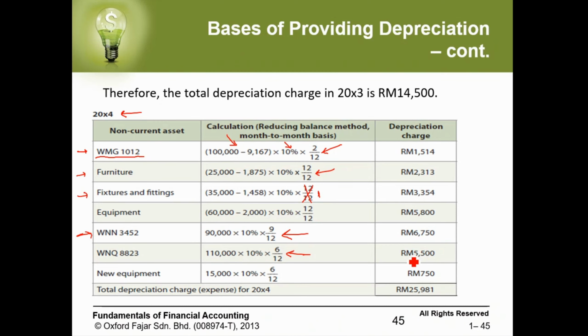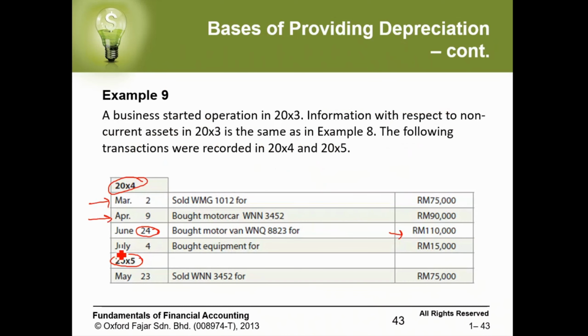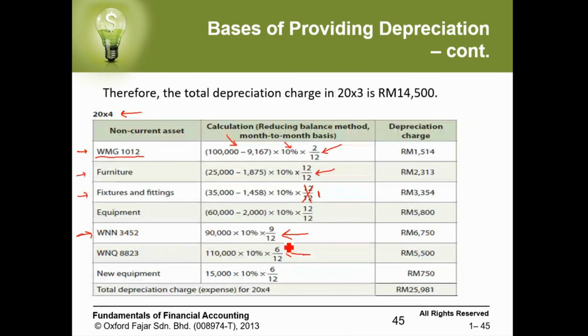This is the amount. Then also we have a new equipment. We bought it on July 4. Also, we don't have this equipment earlier. It means no carrying value. We only use the cost of that asset. So we bought it July 4. For how many months do we use it? July, August, September, October, November, and December, which means also 6 months. So we calculate the depreciation based on that.